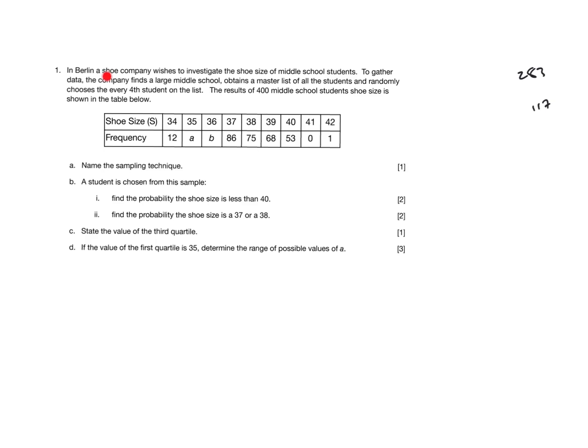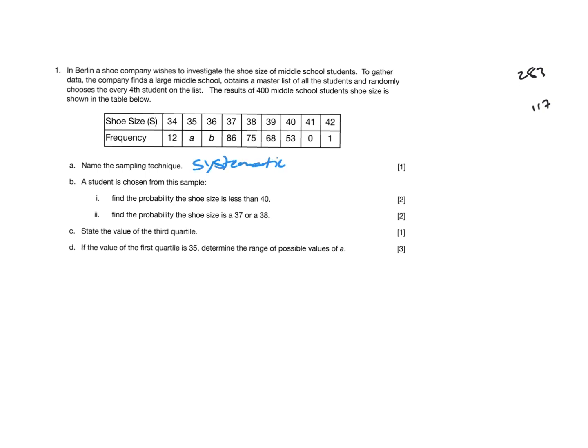Okay, so we have a Berlin Shoe Company looking at the shoe sizes of middle school students. They gather a big giant list, mass list all the students, and randomly choose every fourth person on the list. The results of 400 middle school students' shoe sizes are shown on the table. Because we're choosing every fourth student, this is going to be systematic sampling.